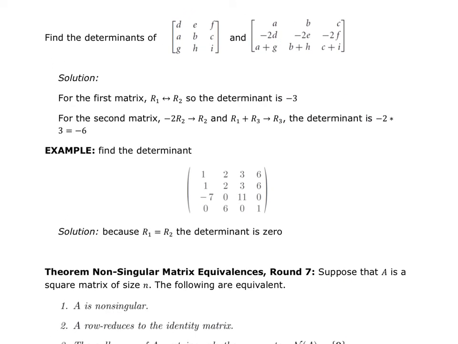Now let's take a look at this example here in which I have this matrix, and you can see this row matches this row. Because this row matches this row, we know the determinant will be 0.